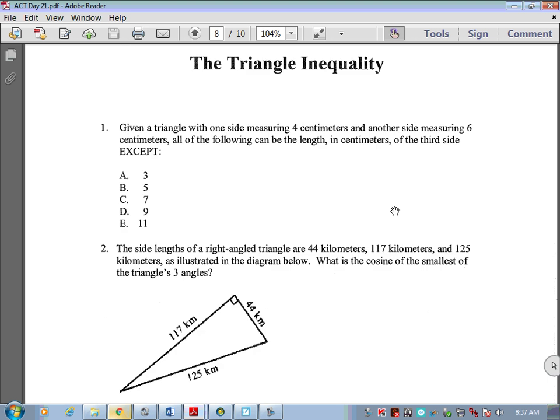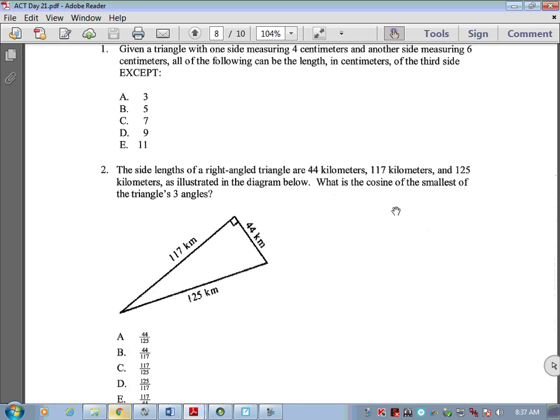Let's see. Triangle inequality. 1 and 2. Just one for you. Given a triangle with one side measuring 4 centimeters, the other side measuring 6 centimeters, all the following can be the length in centimeters of the third side except. Okay, so the triangle inequality theorem is based upon this principle, and I don't know if this is a geometry or algebra 2 concept, just because you get to teaching all the classes and forget what you taught where. But this is the rule for triangle side lengths, is that any 2 sides of a triangle have to add up to be greater than the length of the third side.